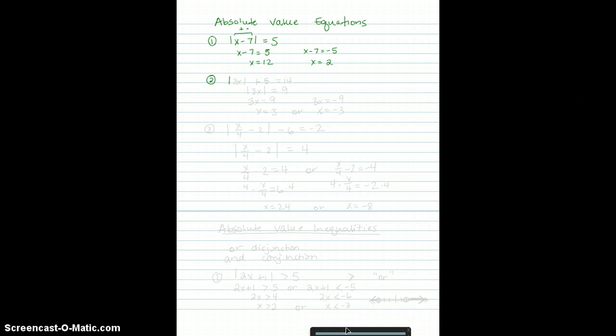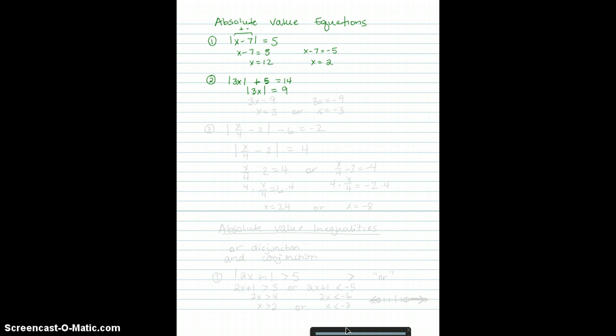Let's say that we have the absolute value of 3x plus 5 is equal to 14. Now this time we actually have something outside of the absolute value as well. We have this plus 5. So what we have to do in a case like this is we need to get the absolute value by itself. So we're going to go ahead and subtract 5 to start with, and that means that we're going to get the absolute value of 3x is equal to 9.